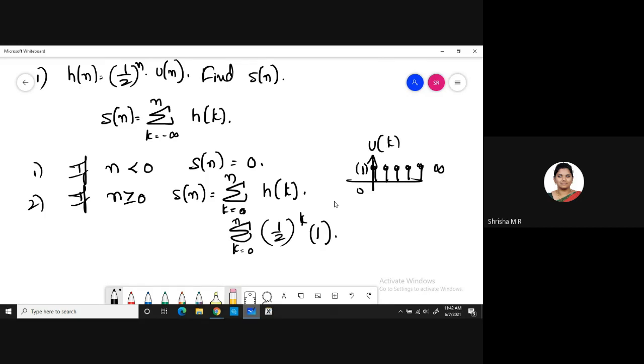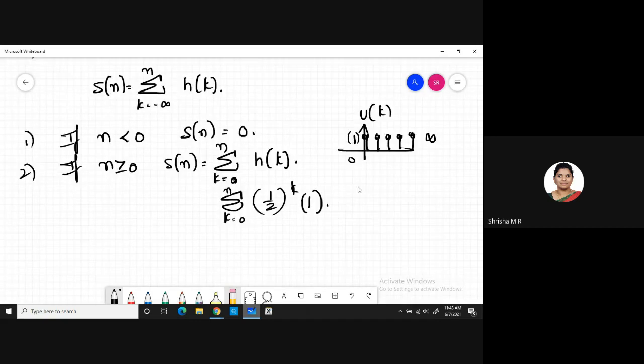The step response equation is the summation k equal to minus infinity to n of h of k. Since we have a unit step here, it will start from 0 and go up to infinity, so the lower limit will become 0. Don't put the upper limit as infinity, because the step response exists from k equal to minus infinity to n of h of k. So it's a summation from 0 to n, not 0 to infinity. Keep that in mind. So the lower limit will become 0 and the upper limit will be n only. Now try solving this.